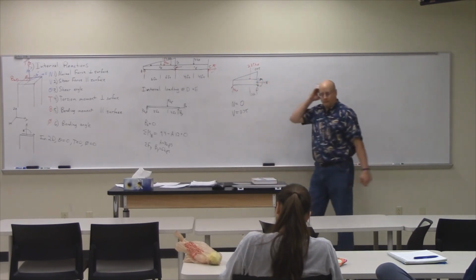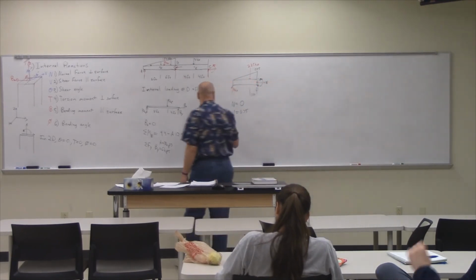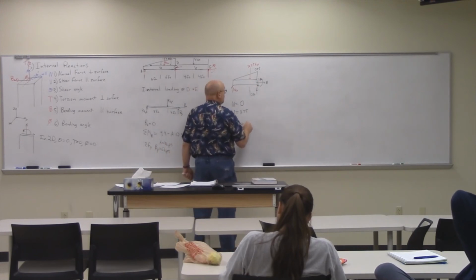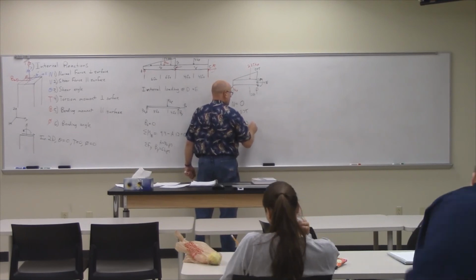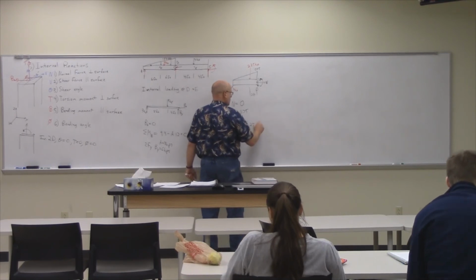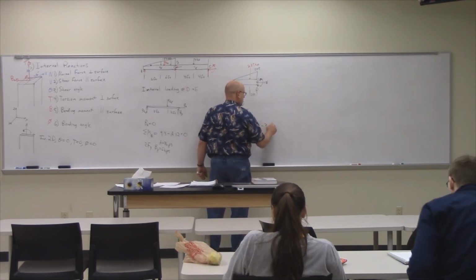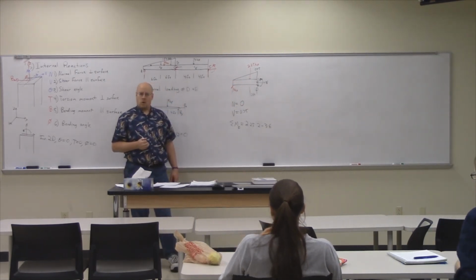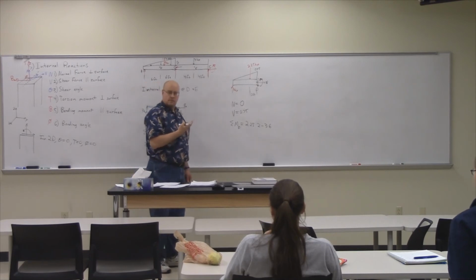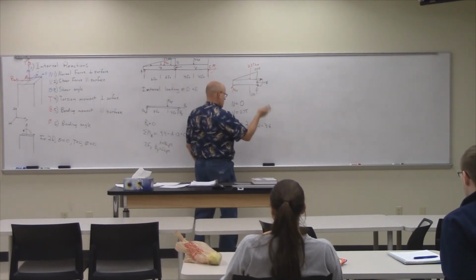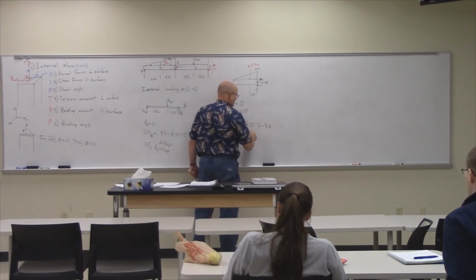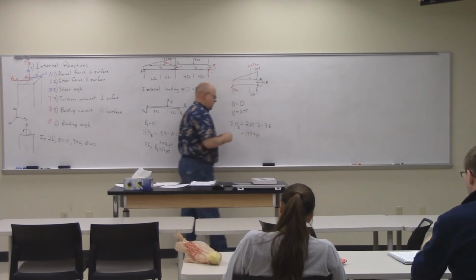And how do I find the moment? This one's the one we have to calculate. Sum of the moments about D is equal to 2.25 times 2 minus 3 times 6. So that's 4.5, so that's 18 minus 4.5, 13.5 kips.